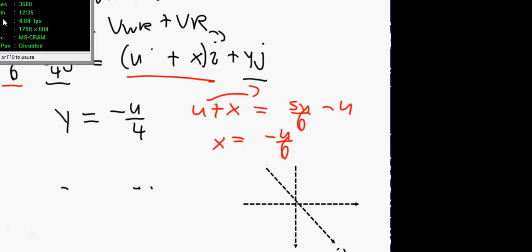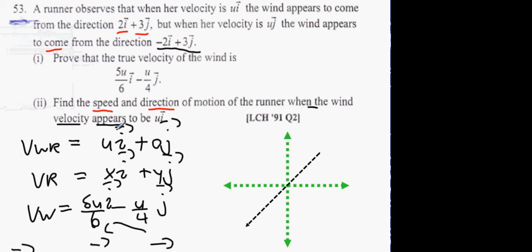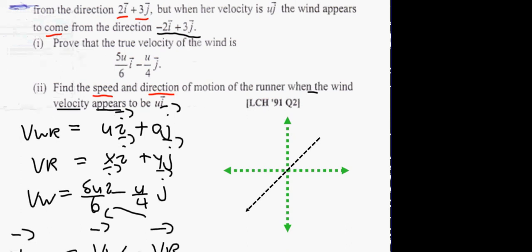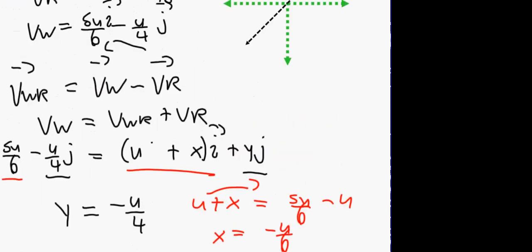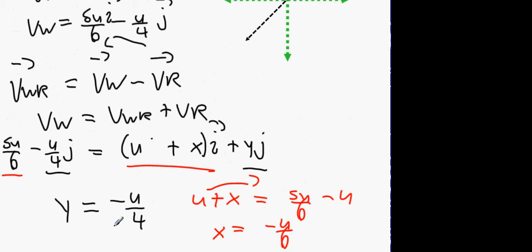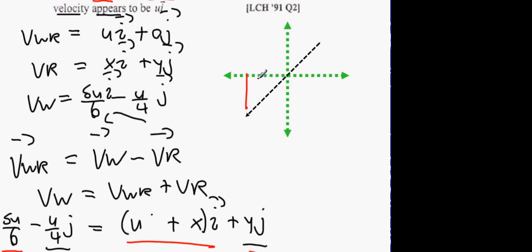Okay? You now have to find the speed and the direction of the runner. Well, you know that the runner is going minus u over 4, which means he's going down. Minus u over 6 means to the left. So he's going down and to the left. So it's u over 6 to the left, and u over 4 downwards. So the velocity of the runner is minus u over 6 i minus u over 4 j.